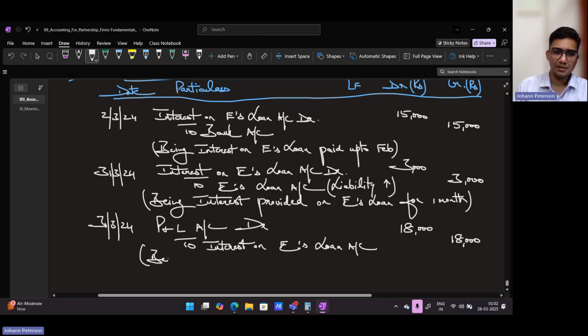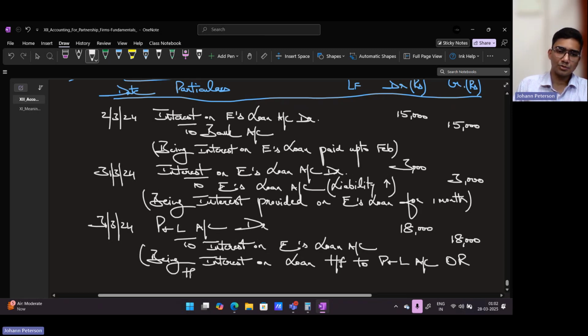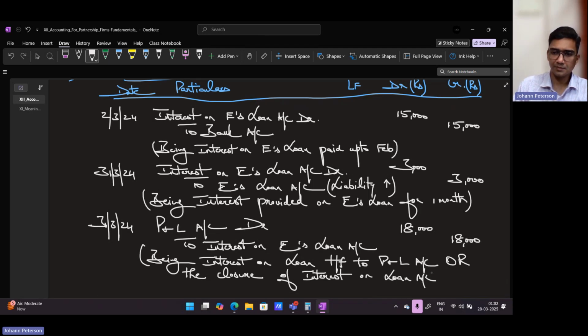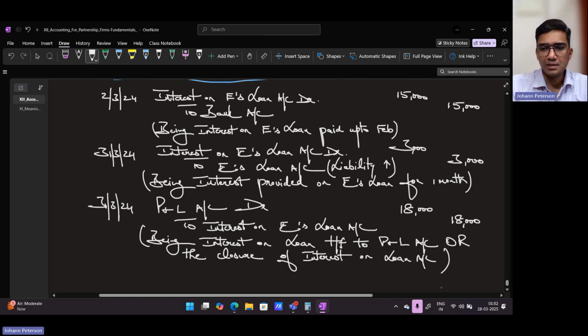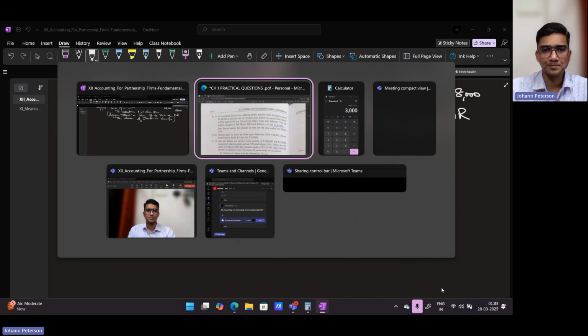Narration being interest on loan transferred to P&L account or the closure of interest on loan account. Okay, so these are the 3 entries which we have to do. Let's do another.